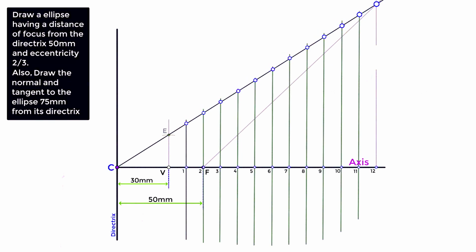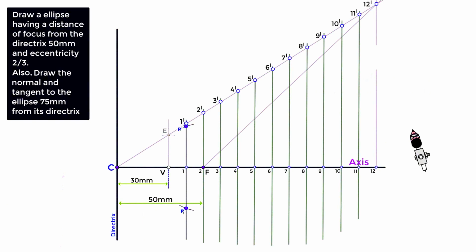Mark these intersection points as 1 dash, 2 dash, 3 dash, and so on, till 12 dash. After this, take a compass, take this length between 1 to 1 dash, and using F as the center, cut arcs on both the sides of this vertical line, 1 to 1 dash. Mark this point as P1 dash, and this point as P1.